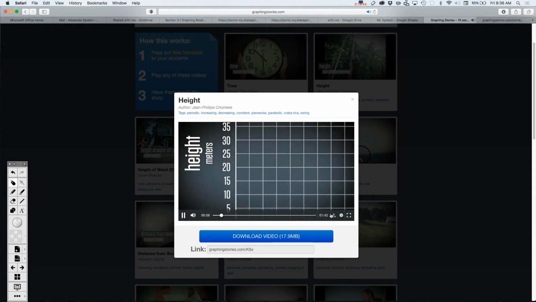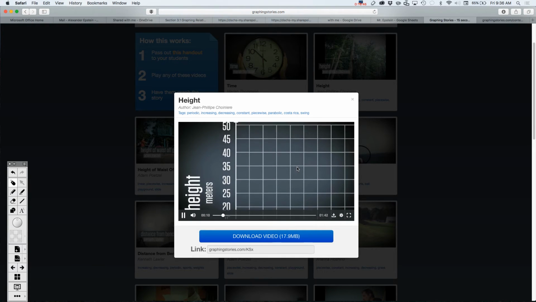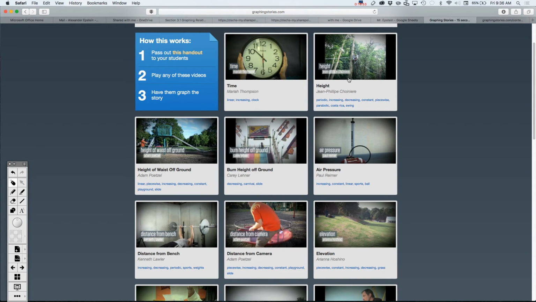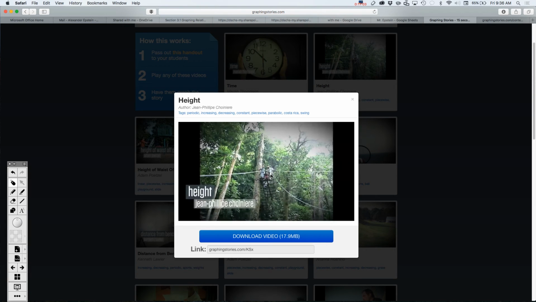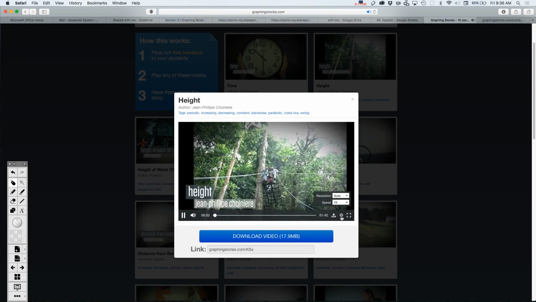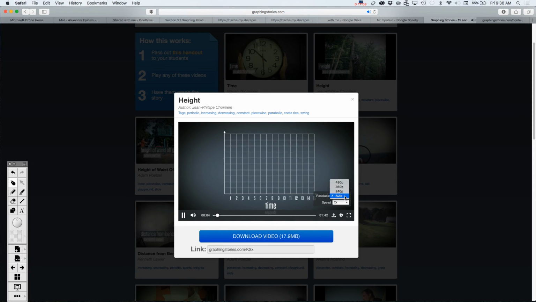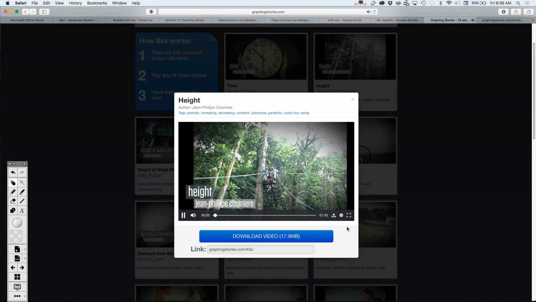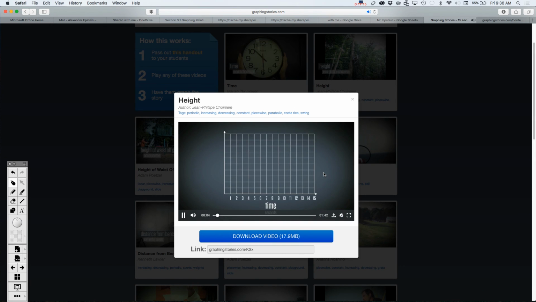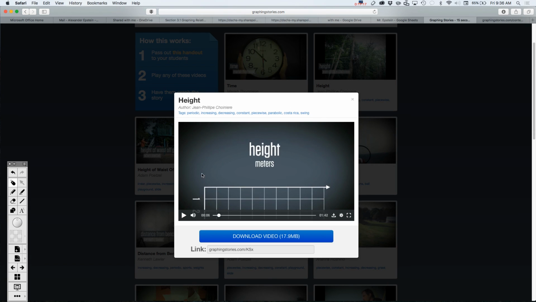Why isn't it letting me zoom? Let's try that again. I'm going to refresh the page. For some reason, it wouldn't let me go into full screen mode. Okay, hold on.